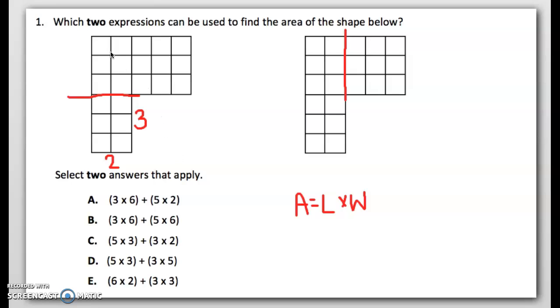So by counting the squares of the top of this rectangle, we have 1, 2, 3, 4, 5. We know the length of this rectangle would be 5. We're going to do the same thing for width. We know the width is 1, 2, 3.